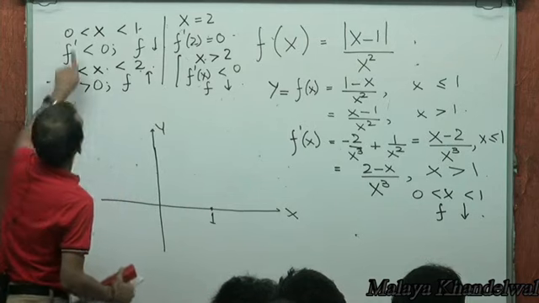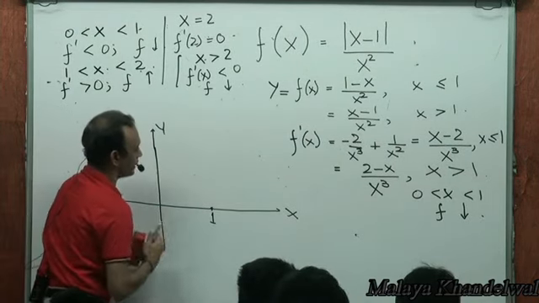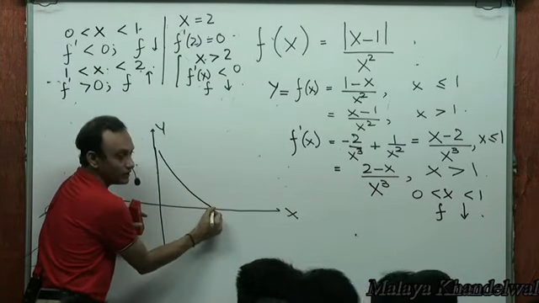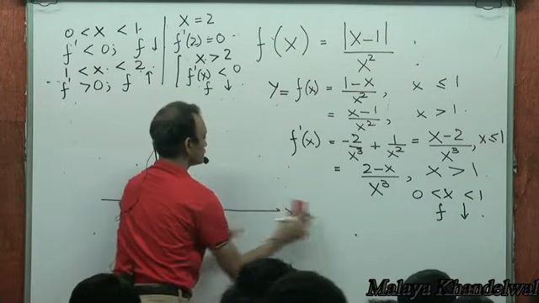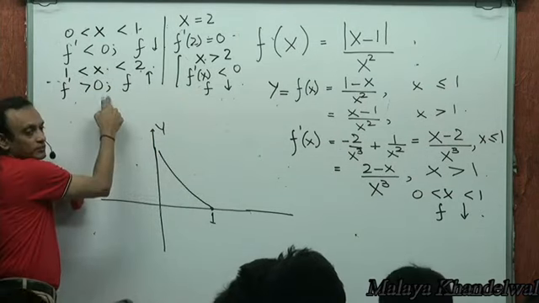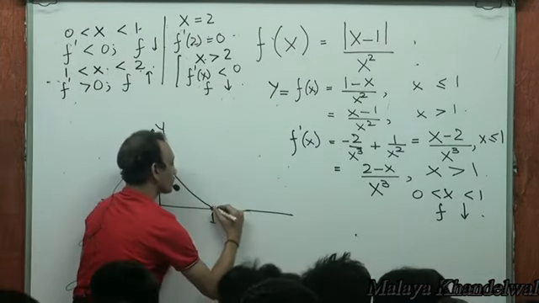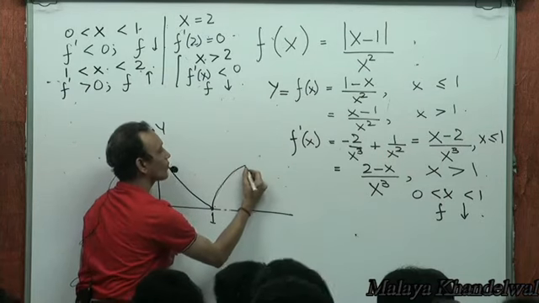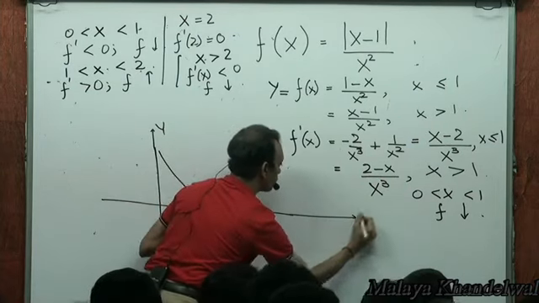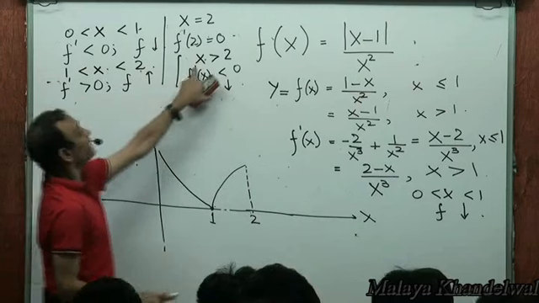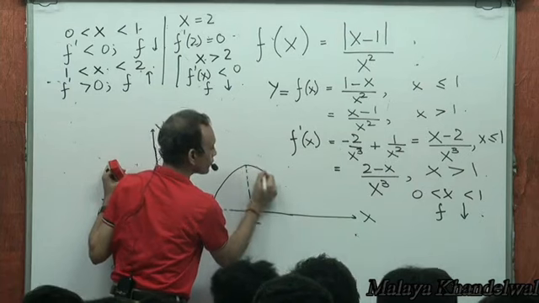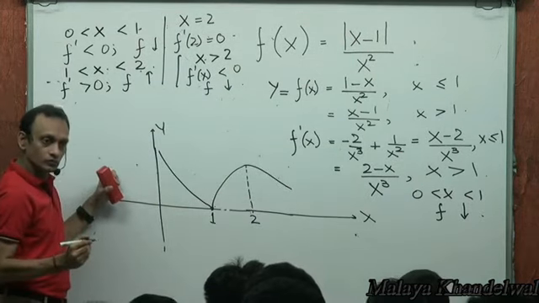Now, in the interval 0 to 1, the function decreases. At x equal to 1, it is 0. And between 0 and 1, the function is decreasing monotonically, right? And then from 1 to 2, f dashed is positive, so f is increasing. For x greater than 2, f dashed again is negative, so the function is decreasing. Yes or no? Clear?